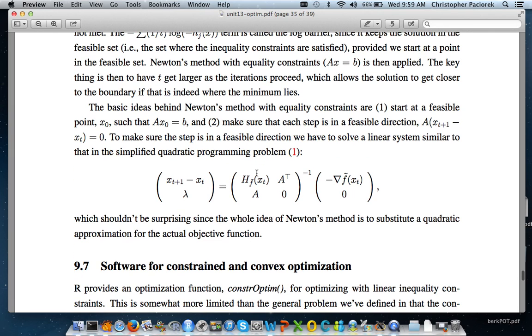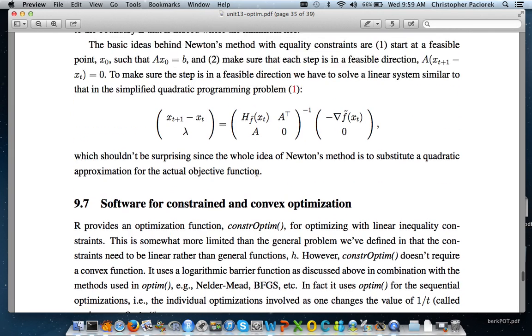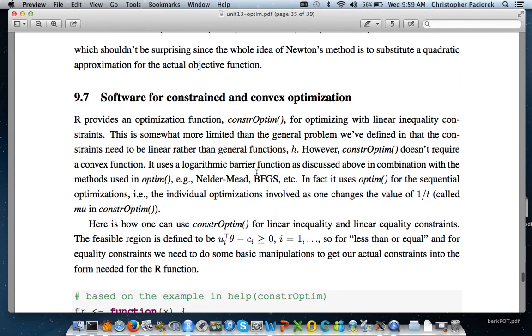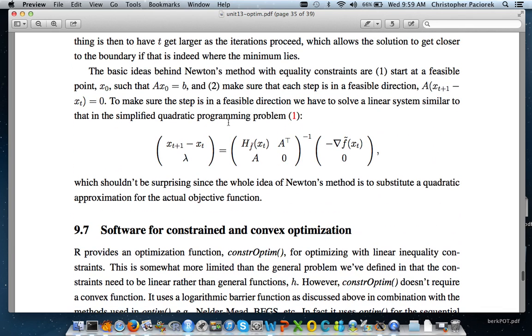So I will close there. I'll show you a quick example of using an R function for constrained optimization next time, and then we'll launch into integration and differentiation.